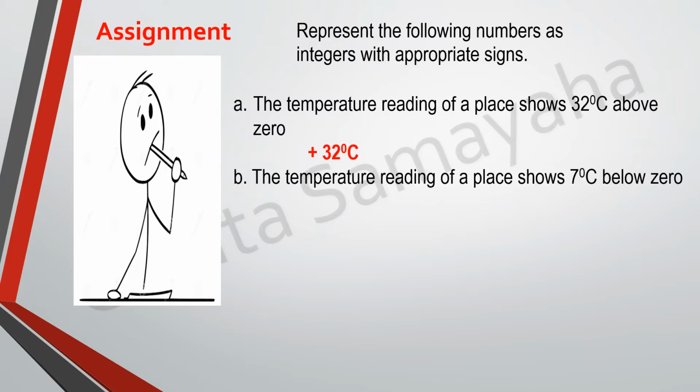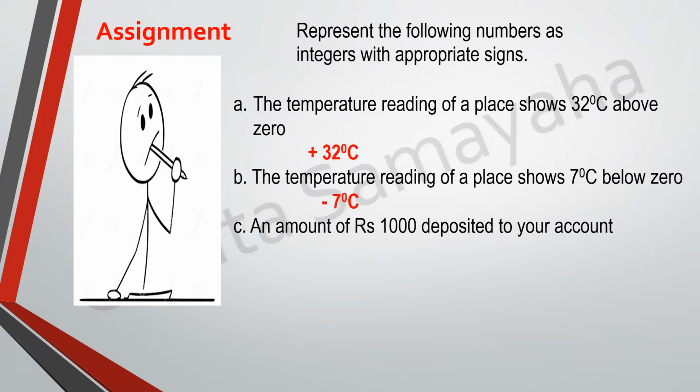The temperature reading of a place shows 7 degrees centigrade below zero. So what is the clue here? Below zero. Below zero, what is the sign? Minus sign. So what is the answer for this? Minus 7 degrees centigrade. Good. Please clap for yourself if you have written it right. If you have not written it right, please understand it. Okay. Good. The next one.